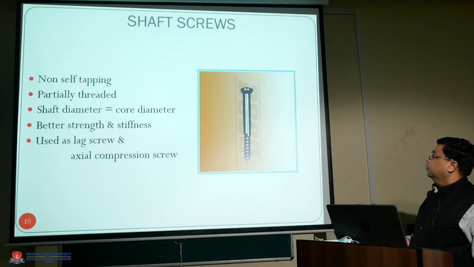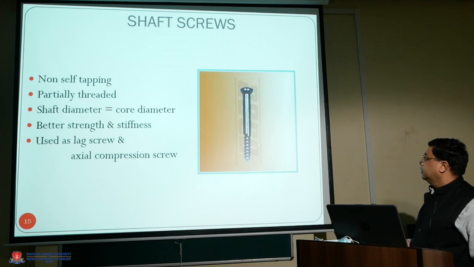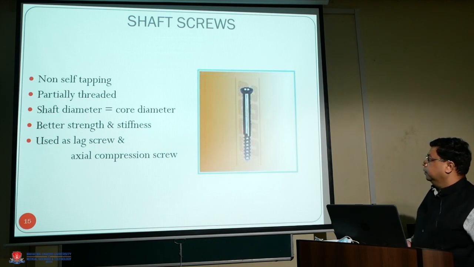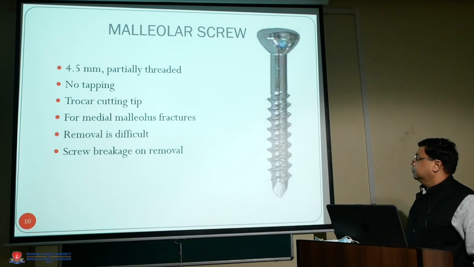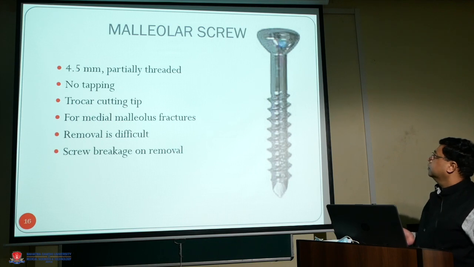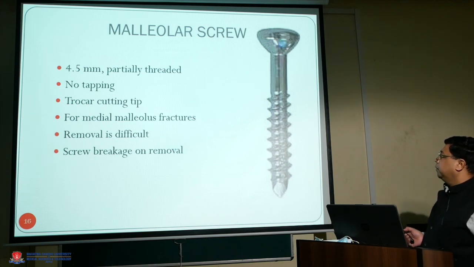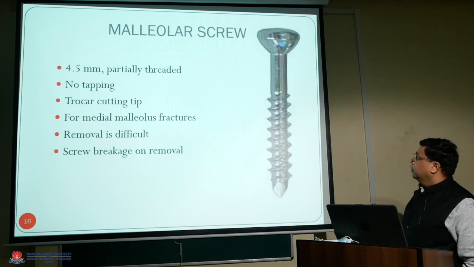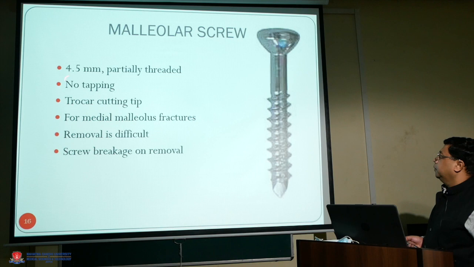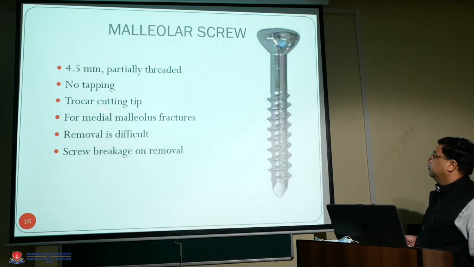Shaft screw: not self-tapping type, partially threaded, and shaft diameter is equal to the core diameter, with better strength and stiffness. It is used as a lag screw or axial compression screw. Malleolar screw is used in malleolar fractures, and it is 4.5 mm wide. No tapping is required. A trocar tip is there, and it is used for medial malleolus fracture. Removal is difficult. Screw breakage may occur.